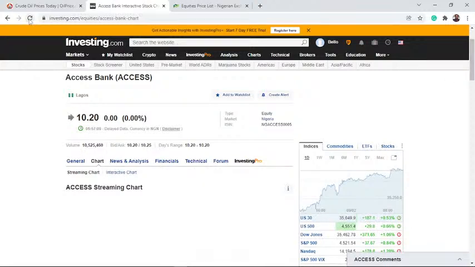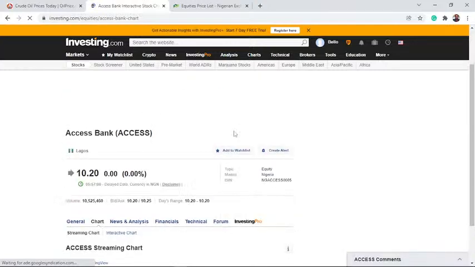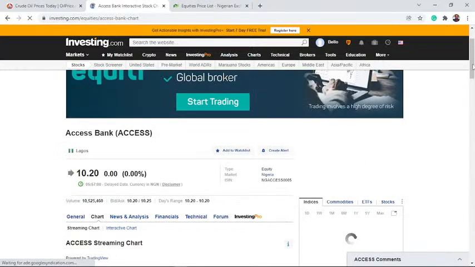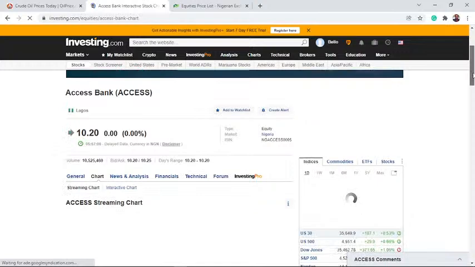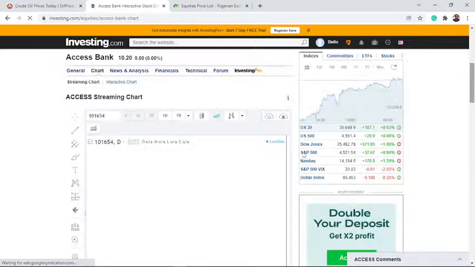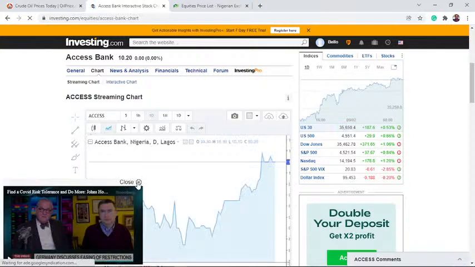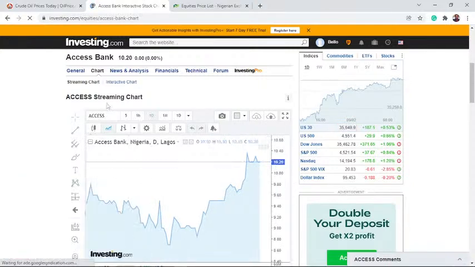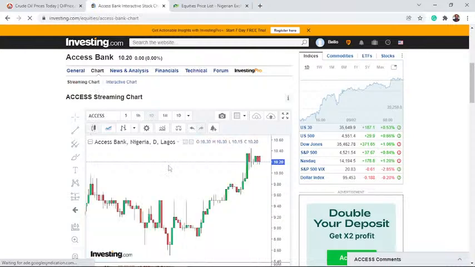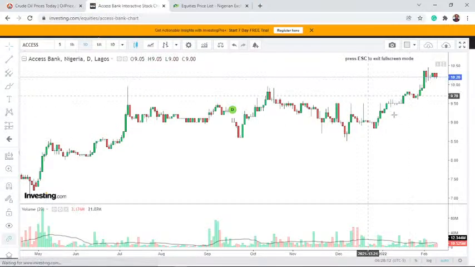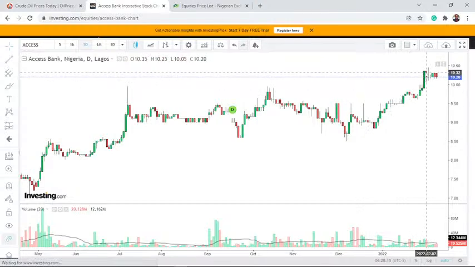Access is very much in order. We're waiting for the chart of Access to come up. Let's see the chart of Access. Once it comes up, look at where the bank is. Like I told you earlier, for me, yes, Access is not doing badly. It's not doing badly.